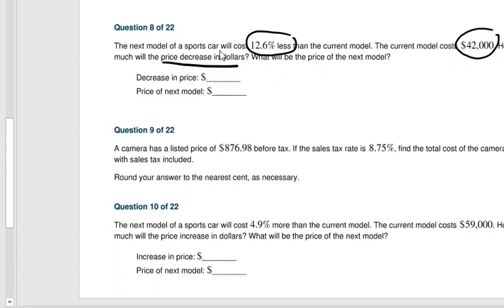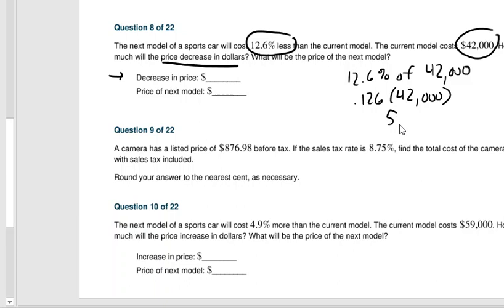Okay, so if the next model of a sports car is going to be 12.6% less than the current model, and the current model is $42,000, we have to figure out what 12.6% of $42,000 is. That will tell us our decrease in price. So to do this, we want to change the 12.6% to 0.126, and then we're going to times that by 42,000. Okay, and that gives us $5,292.